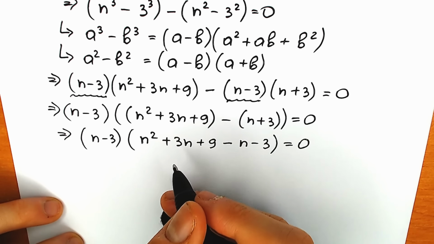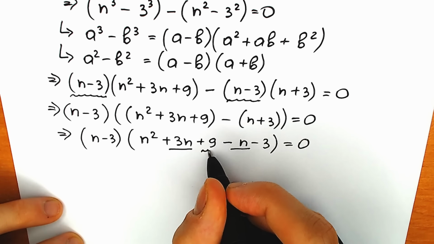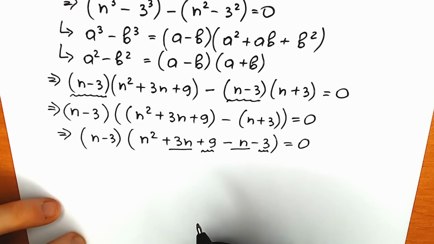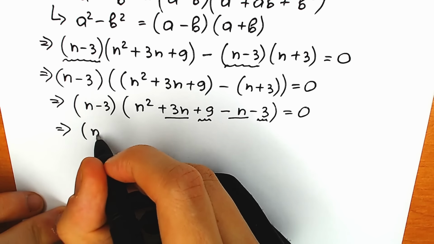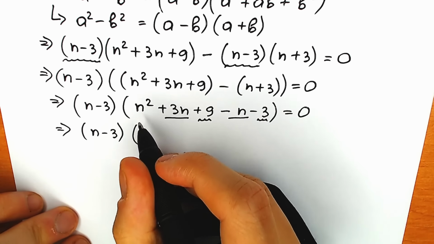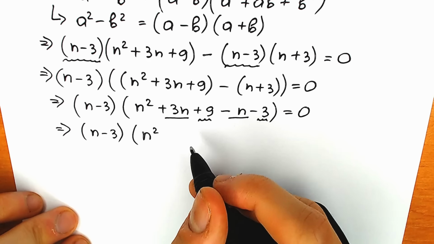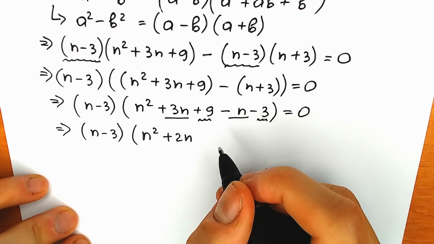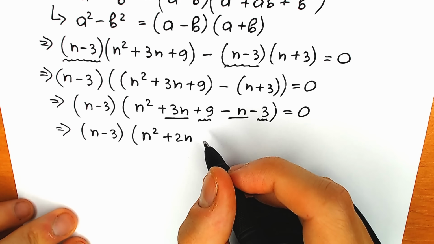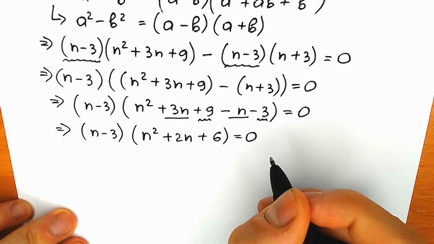And the final step, let's add the common terms with n. We can easily do this, 3n minus n, and we have a constant 9 minus 3. So let's gather all these things together, and we have n minus 3 at this place, and right here we have n squared, 3n minus n, so plus 2n, 9 minus 3, we have 6, so plus 2n and plus 6 equal to 0.